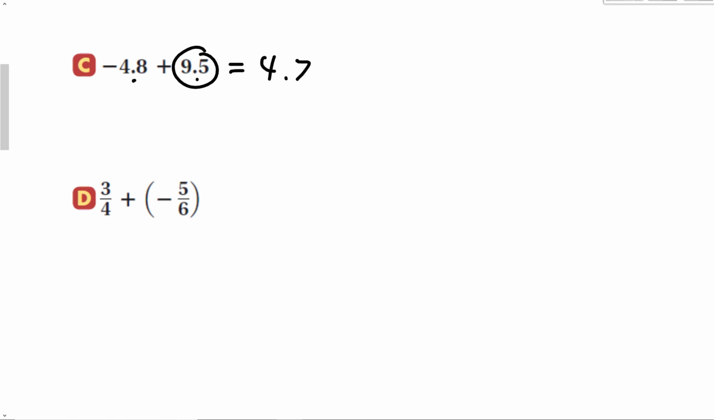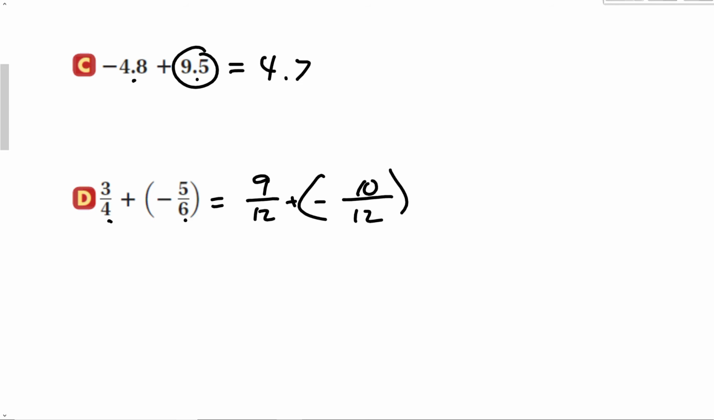Now, fractions. Don't forget how fractions actually work, and that if we want to add two fractions together, the first thing I have to do is find the least common denominator. So when I look at these two, my least common denominator of 4 and 6 is going to be 12. Which means I have to multiply the numerator of my first fraction by 3 to give me 9. And I have to multiply the numerator of my second fraction by 2 to give me 10.